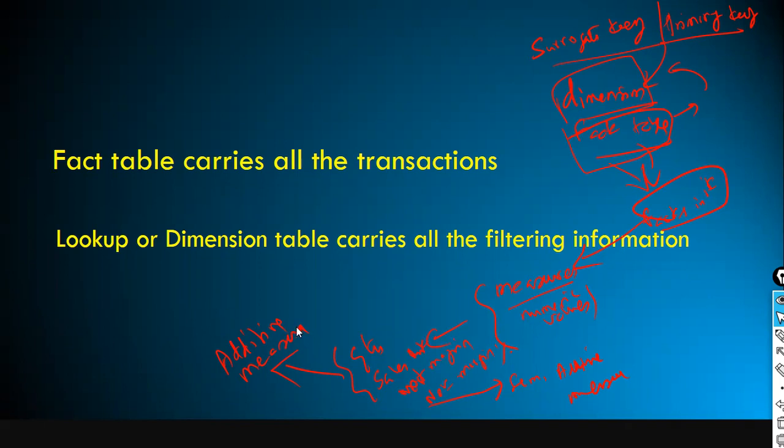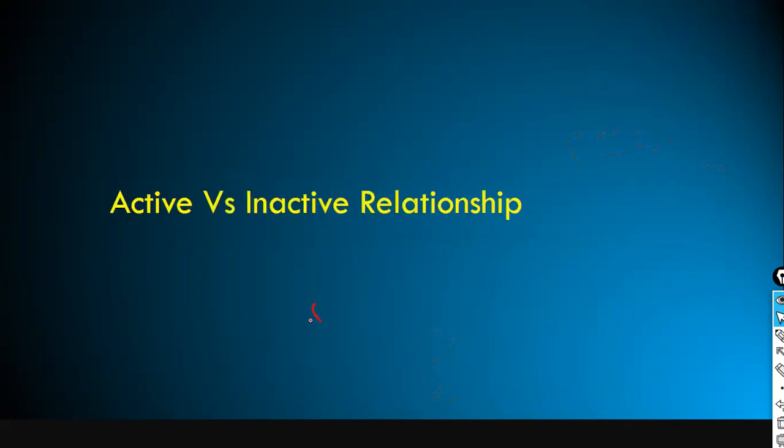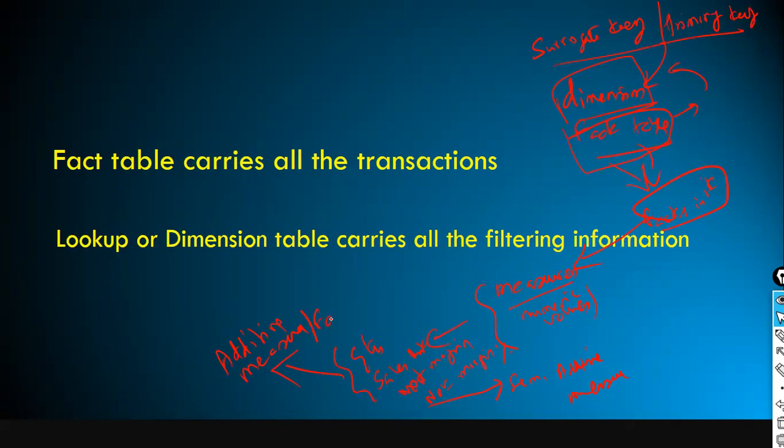So you have something called additive measures, also called additive facts. The fact table, why is it called a fact table? It has facts in it. The facts are nothing but measures. The measures are nothing but numeric values. The measures can be additive measures, semi-additive measures and non-additive measures. Net margin is a non-additive measure.